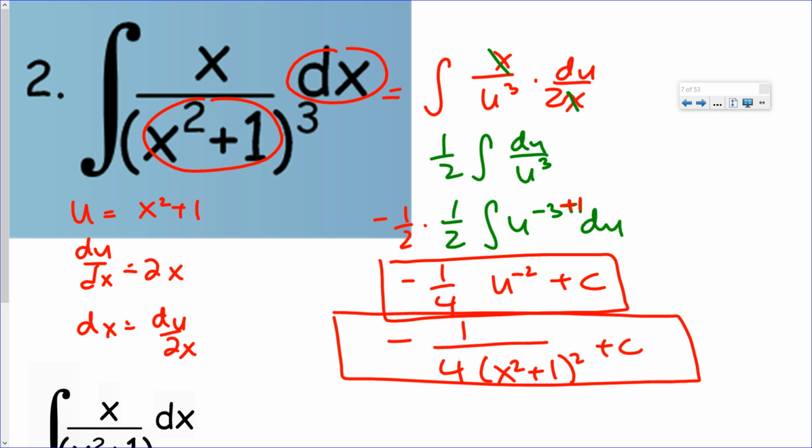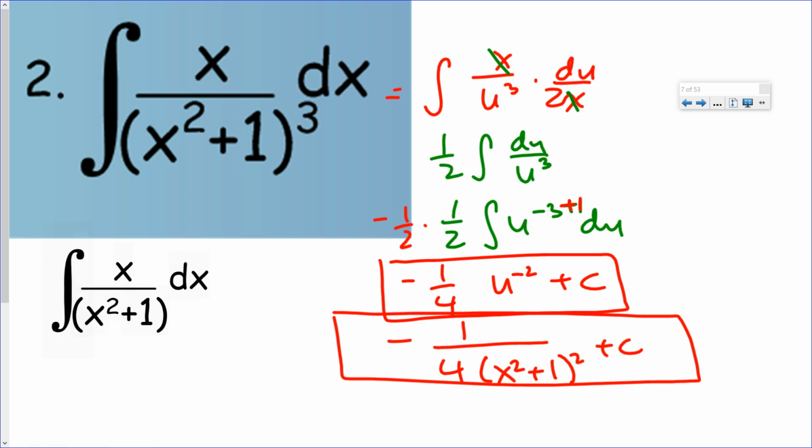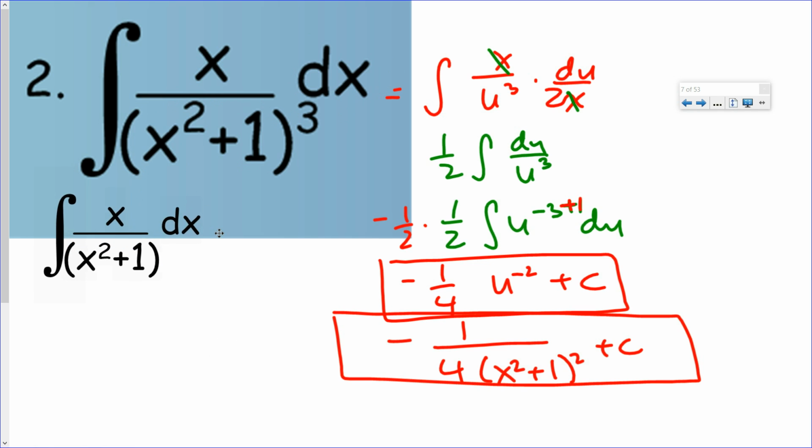Okay. Now I want to point out to you guys that if I can change something really small on this problem, it changes the whole problem. So let me show you what I'm talking about. What if you have this problem? It's the exact same problem, but I take out that cube. What happens to this problem? What would you do first?